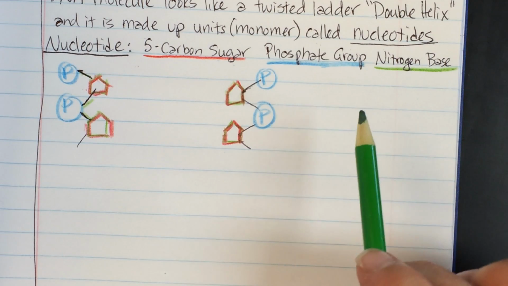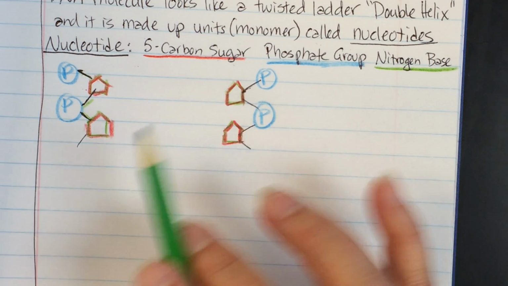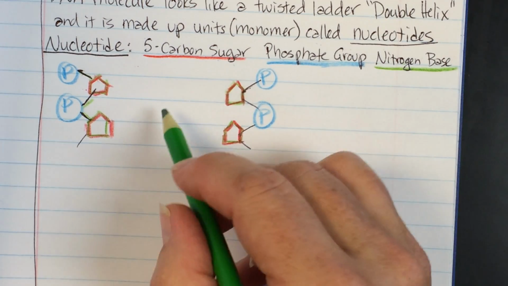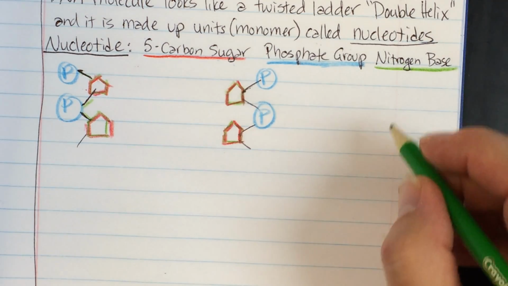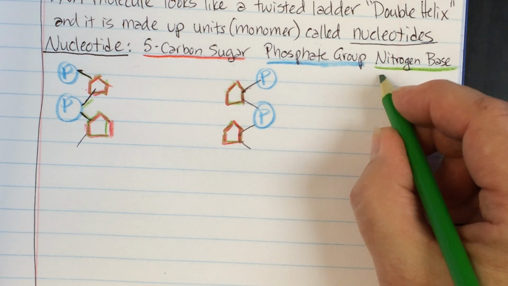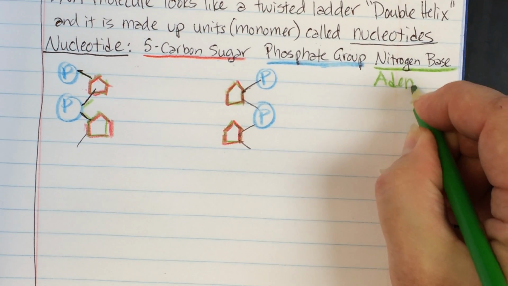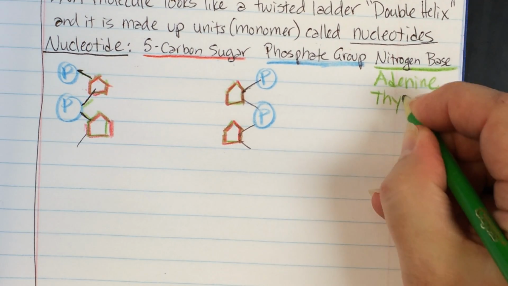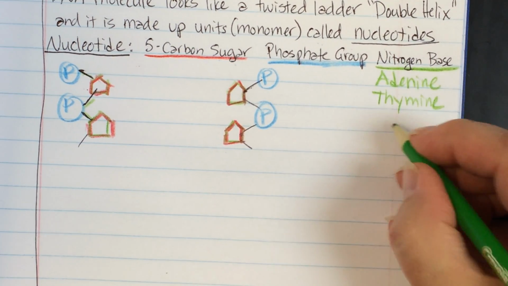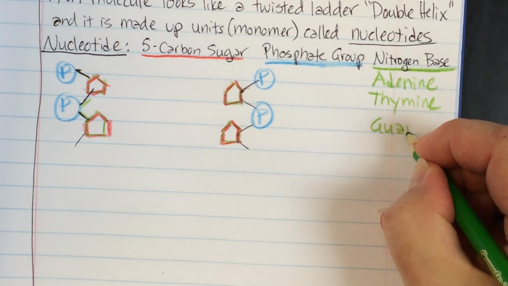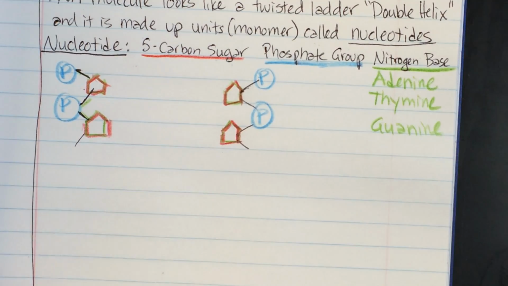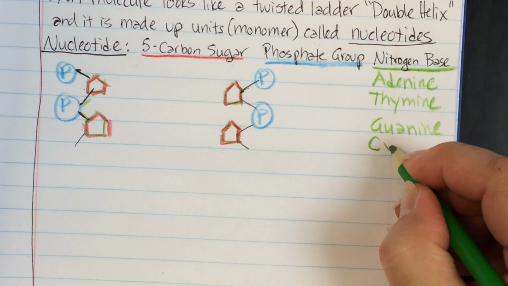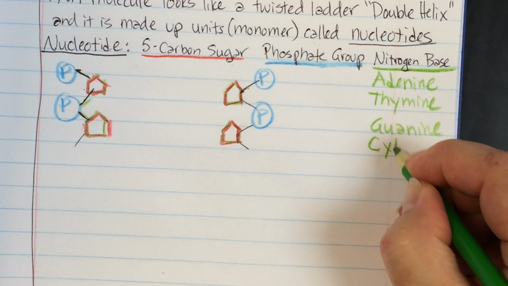These are the ones that have to fit together, and there's 4 of them. And I'm going to go into them in further detail just in a second here. But there are these 4. There's adenine, and there's thymine. These 2 go together, and there's guanine, and there's cytosine, and these 2 go together.